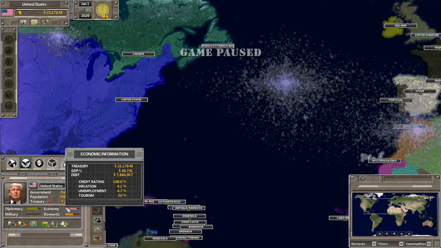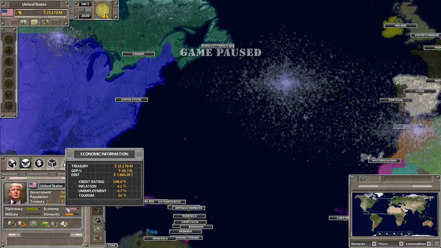Next, we have credit rating. Credit rating is basically how much the bank thinks that you are a valuable person. You should know this from real life. It works very similar to real life. The higher your credit rating, and it can go up to 150%, the more money you will be allowed to take out as debt to put into your treasury.